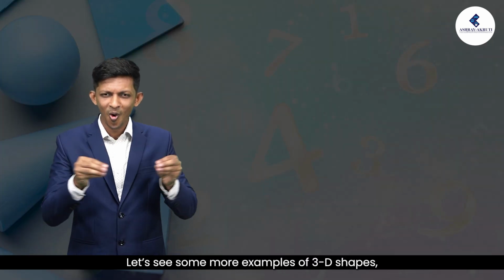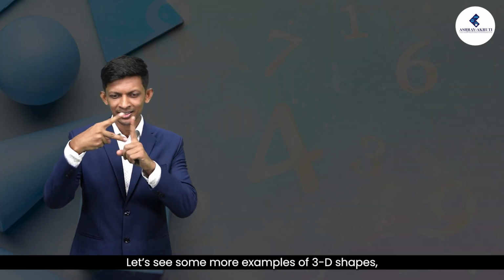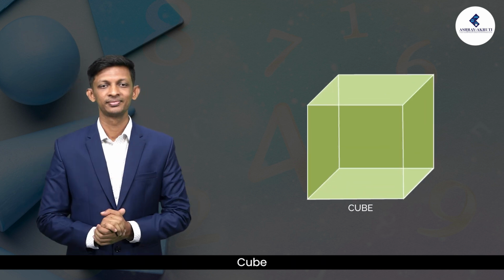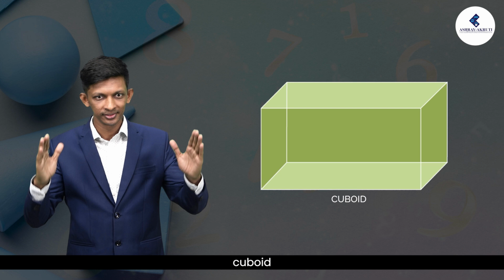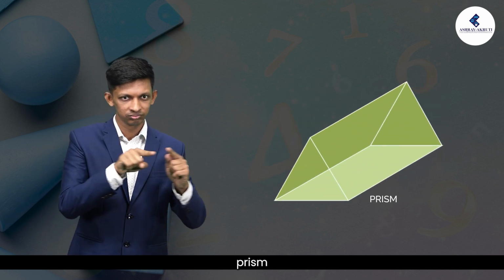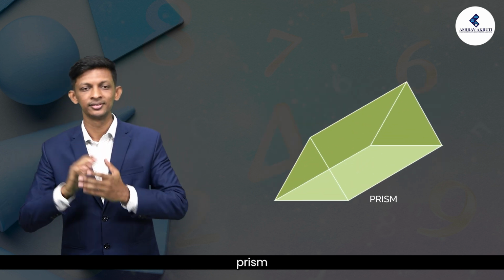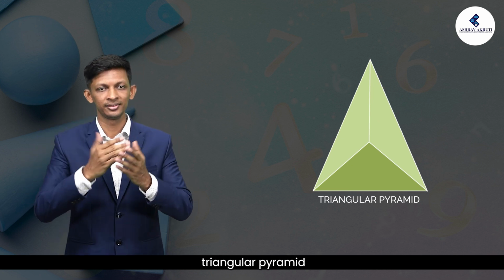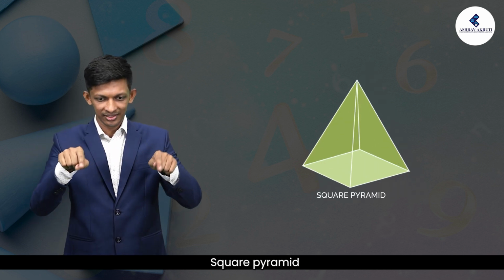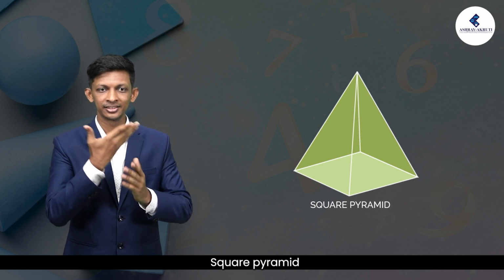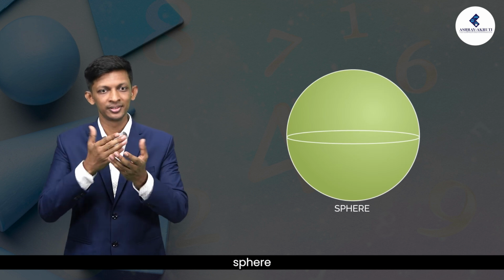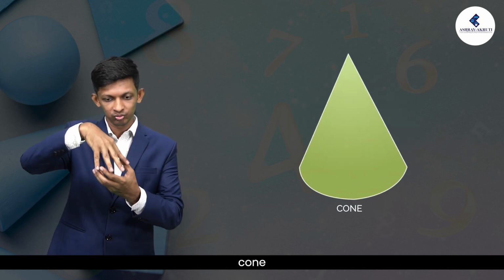Let's see some more examples of 3D shapes. Cube, cuboid, prism, triangular pyramid, square pyramid, cylinder, sphere, cone.